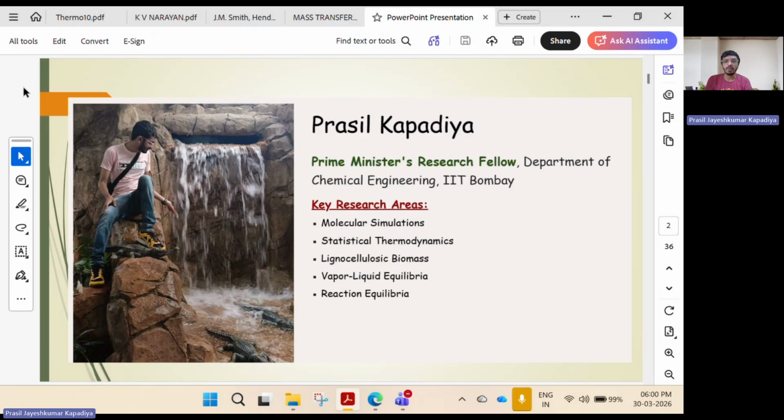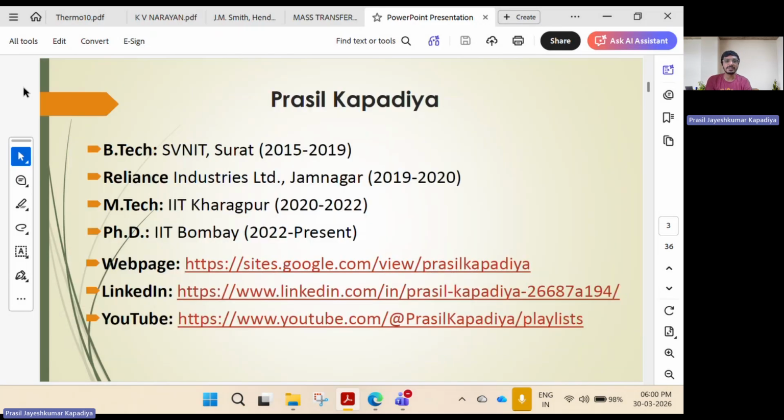Before starting, a small introduction: myself Prasil Kapadia, and currently I am Prime Minister's Research Fellow at the Department of Chemical Engineering, IIT Bombay. In our research group, we are basically working on molecular simulations and statistical thermodynamics, lignocellulosic biomass, vapor liquid equilibria and reaction equilibria. I completed my BTech from SVNIT Surat in 2019. Then I worked in Reliance Industries Limited at Jamnagar for a year. After that, I completed my master's from IIT Kharagpur. Now I'm pursuing my PhD from IIT Bombay.